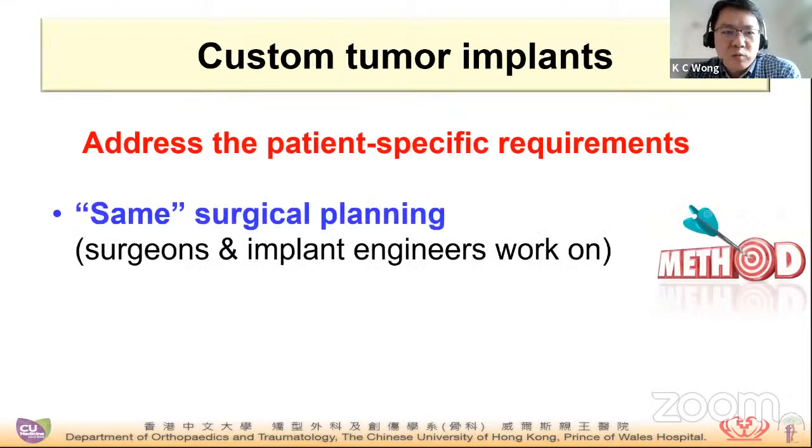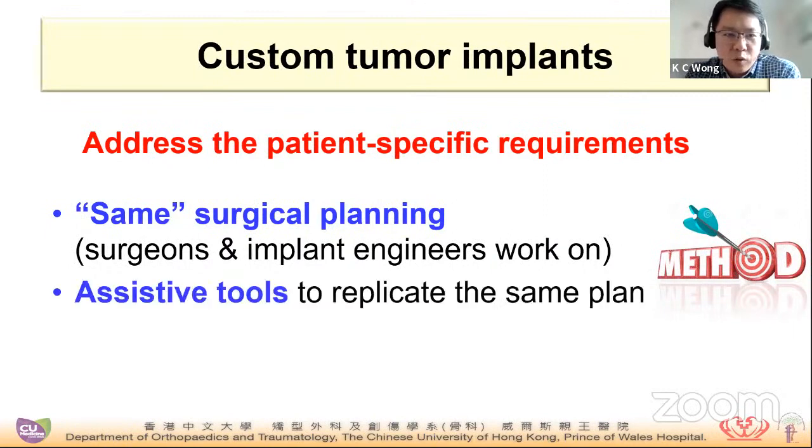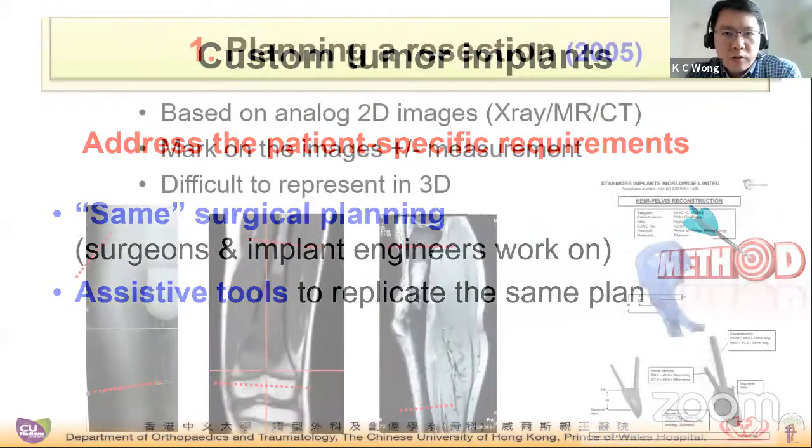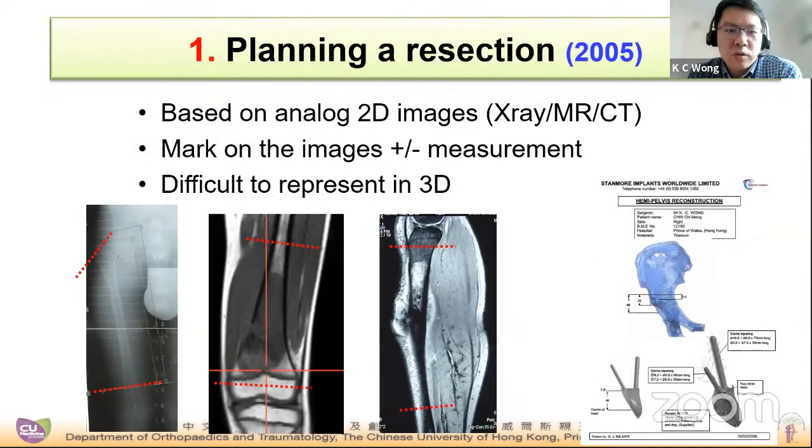At the time, we thought that we should work on the same surgical planning platform, and also that we need some sort of assistive tools to replicate the same plan. These two areas actually governed our past 15 years of studies, looking at how we approach customization in sarcoma surgeries. As I mentioned, it was only 2D, so the engineer and the surgeon did not have good communication on just a 2D image.